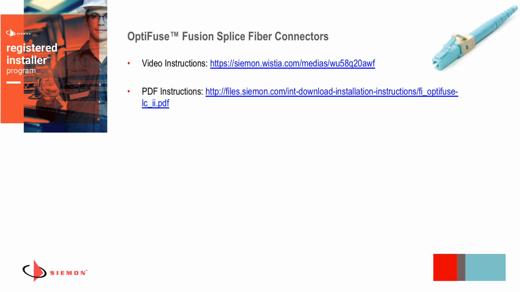And finally, we have the OptiFuse Fusion Splice fiber connectors. So if you own a fusion splicing machine, this may be a preferred method for termination for you. We have video instructions for this as well as we have the PDF instructions with the step-by-steps.